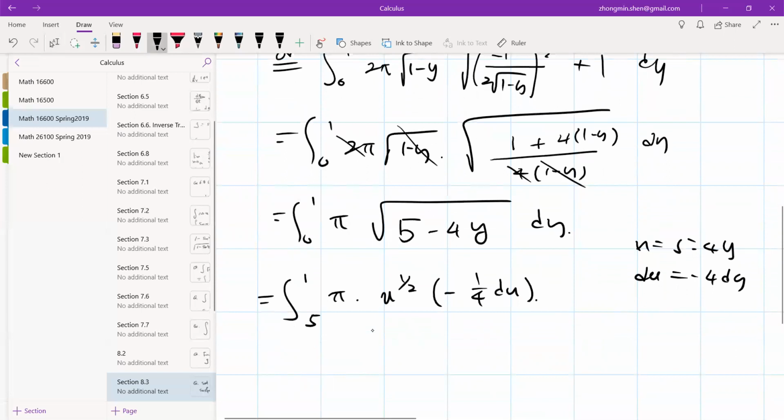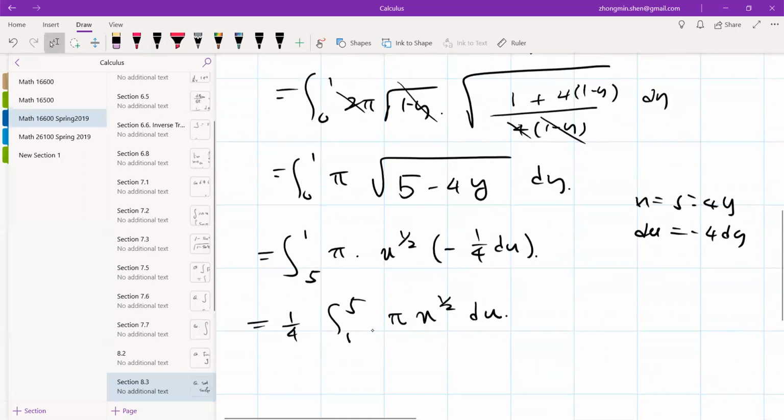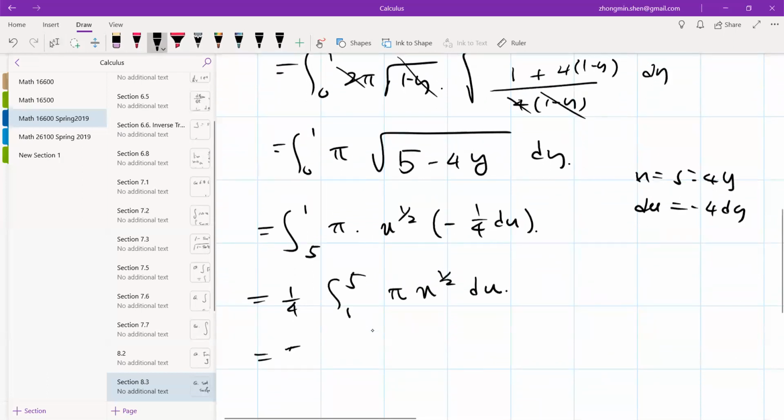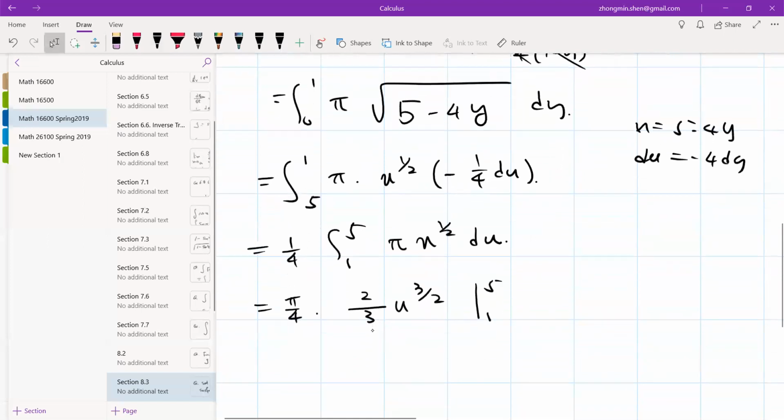Since this is a negative sign, I can change the order. It's a quarter, from 1 to 5, pi u to the 1/2 du. Then you find the antiderivative. You're going to get a positive number. So you get pi over 4 times the antiderivative 2 over 3 u to the 3 over 2, and evaluate at the endpoints. So you're going to get pi over 6 times 5 to the 3 over 2 minus 1. Let me check if this is the answer I got here. Yes.